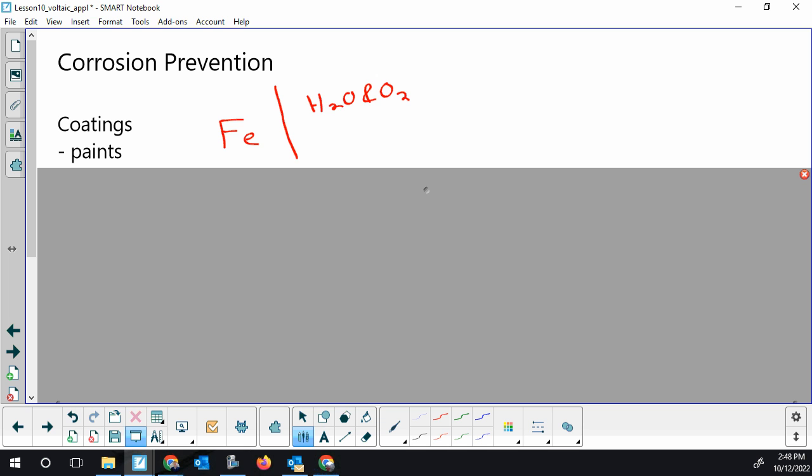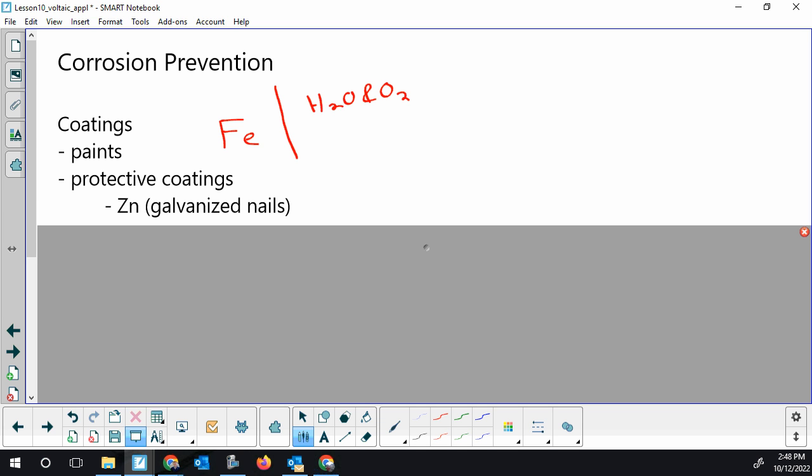And it's why paint chips are so bad. You have a nice vehicle, you drive it in winter, a stone chips some paint off, and then you have metal exposed, well, bang, there's going to be corrosion right away and rusting right away. Okay, so paints prevent corrosion, and then I want to talk about one other protective coating that isn't a paint, galvanizing nails.